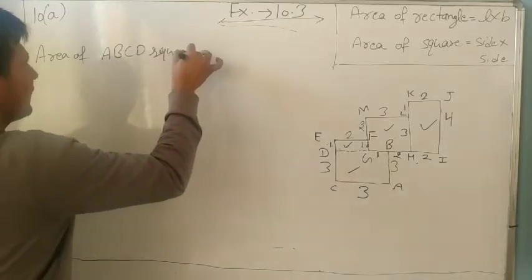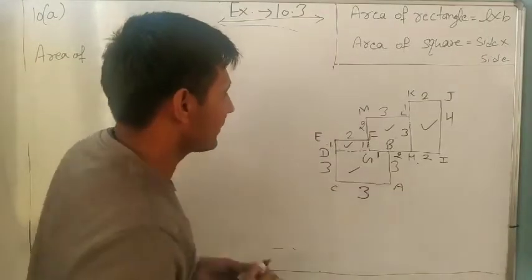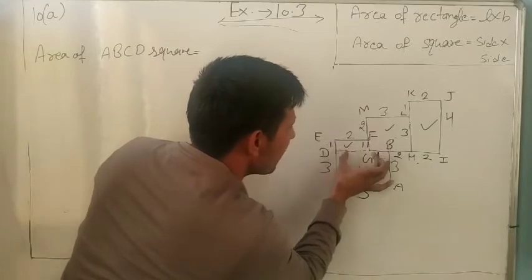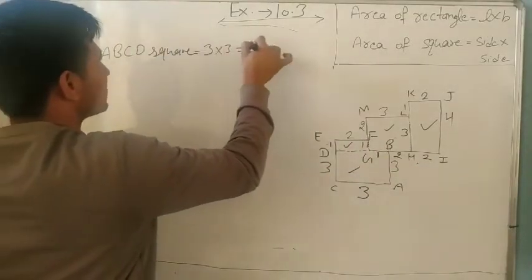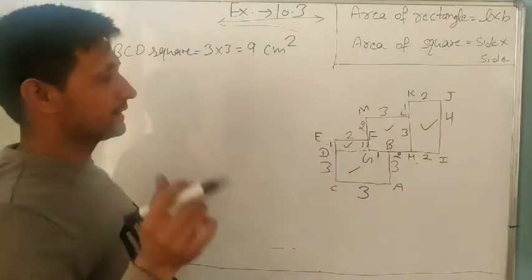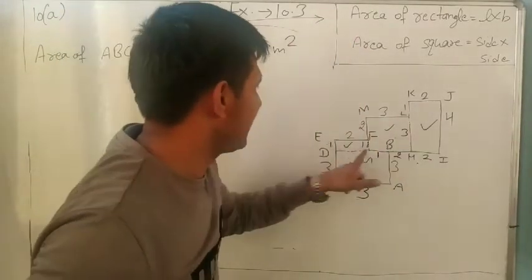How much? Area of square is side multiply side. So 3 into 3, because it is 3, and it is 2 plus 1, which is also 3. So 3 multiply 3 is 9 centimeter square. Next, figure 1 is already finished. Next is the area of this one.